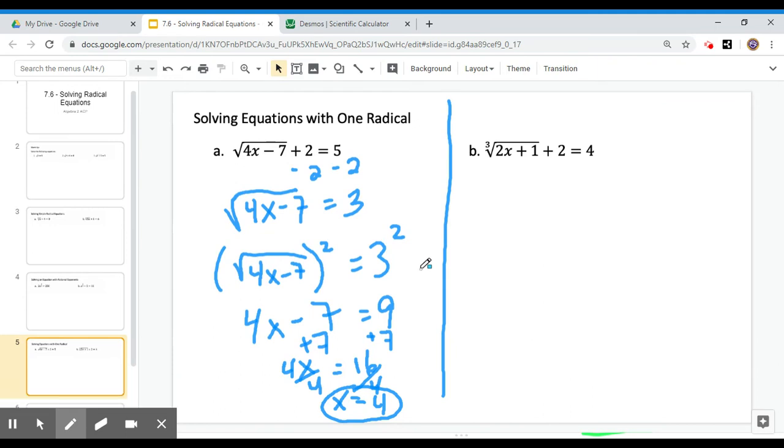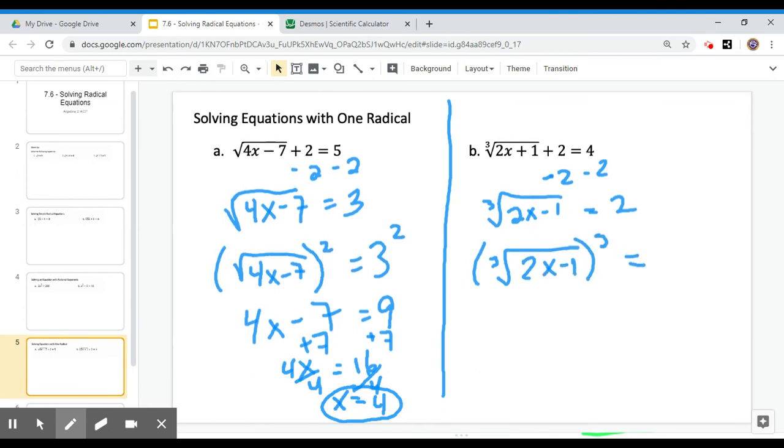All right, and next one, same idea. We're going to get this radical alone first. We'll subtract 2 because that's outside the radical. And we have the cube root of 2x minus 1 equals 4 minus 2, which is 2. So now that we have the radical all alone, we can't touch anything inside of it because it's stuck in there. So we'll have the cube root of 2x minus 1 cubed equals 2 cubed. And then we have 2x minus 1 equals 2 cubed, which is 2 times 2 times 2, which is 8.